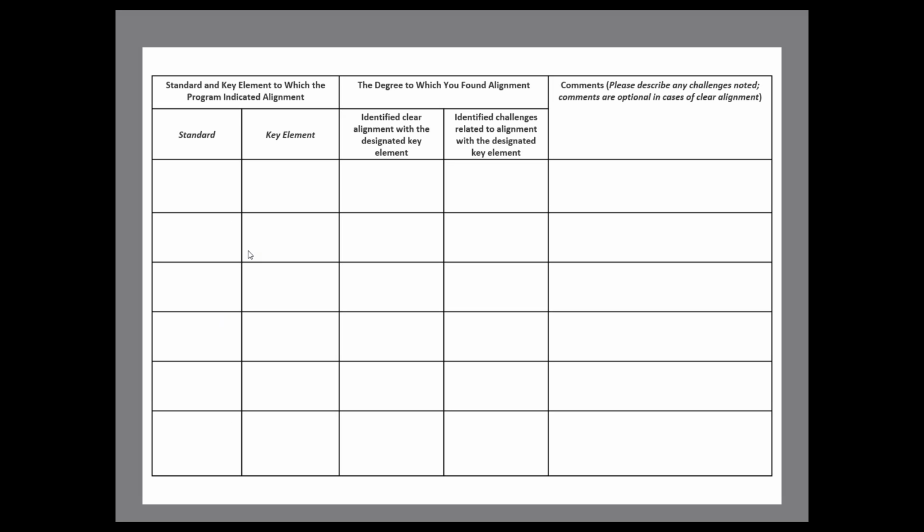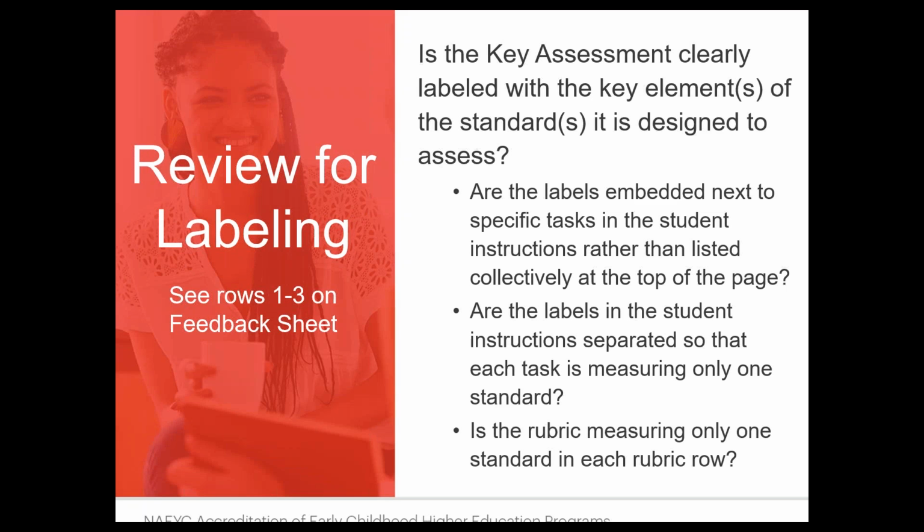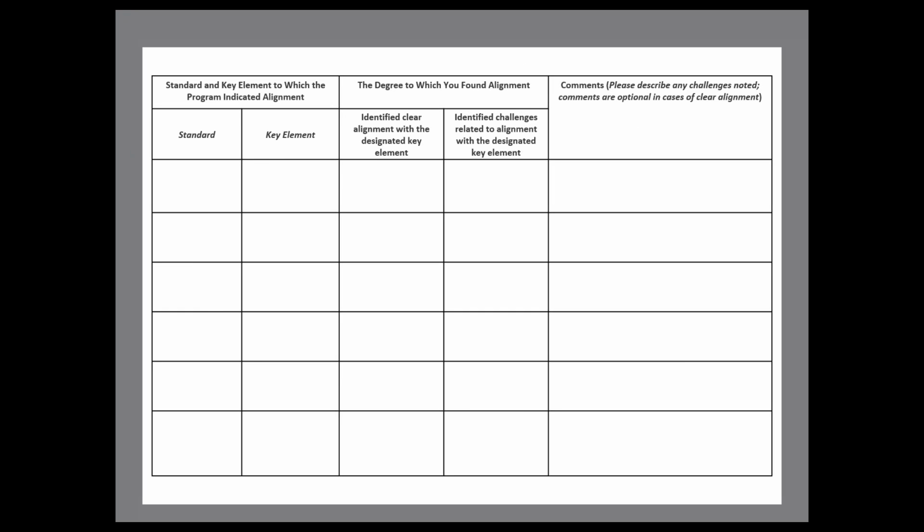Likewise with the areas of alignment, as reviewers, it's to indicate whether you're finding alignment with that key assessment or whether you're seeing some challenges as it relates to alignment. So I'll just pause there. I didn't know if there were questions about the format of the key assessment review.